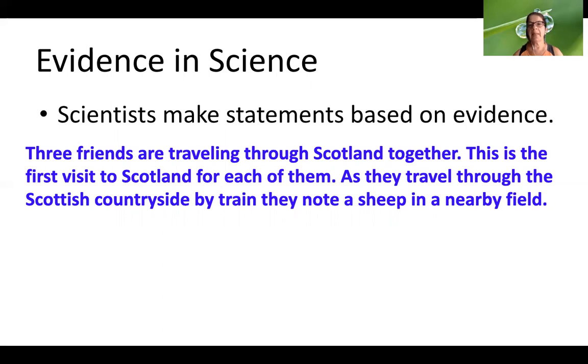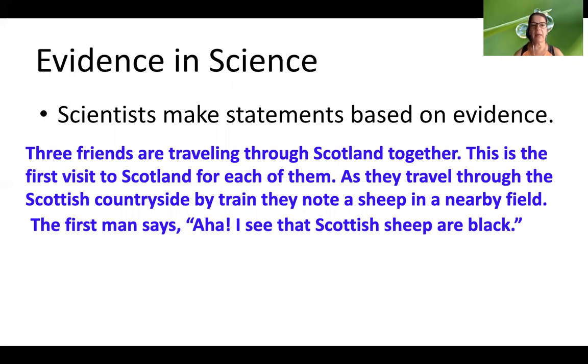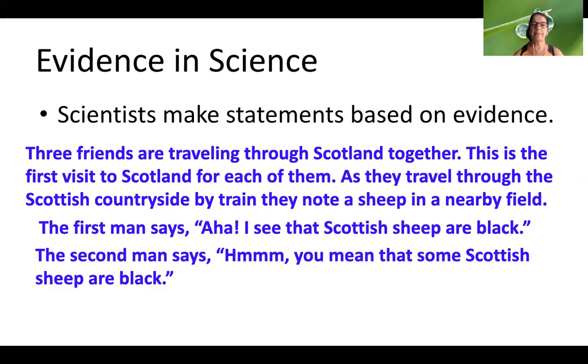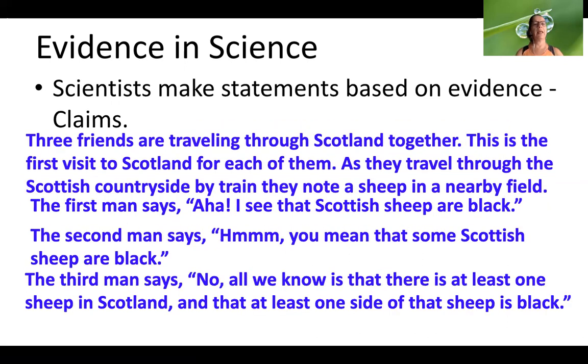So how do we make statements based on evidence? Let's examine this scenario. Three friends are traveling through Scotland. This is their first visit to the country. As they travel through the Scottish countryside by train, they notice a sheep in a nearby field. The first friend says, "Aha, I see that Scottish sheep are black." The second friend says, "You mean that some Scottish sheep are black, right?" And the third friend says, "No. All we really know is that there's at least one sheep in Scotland, and that at least one of its sides is black."